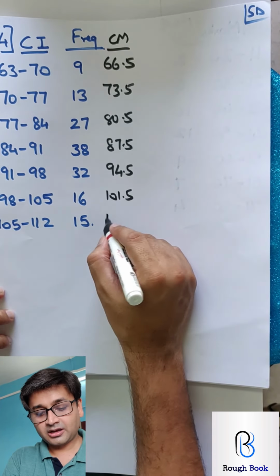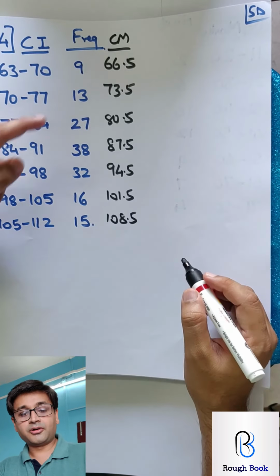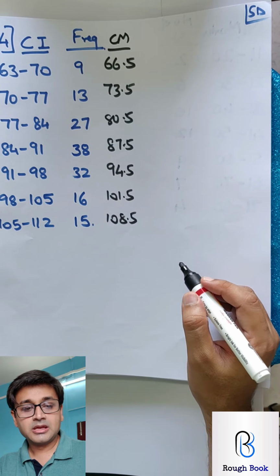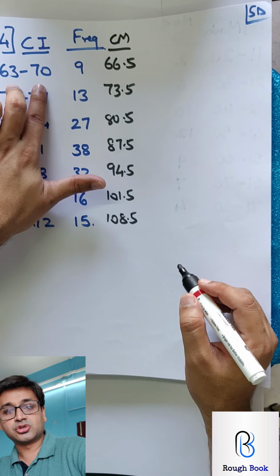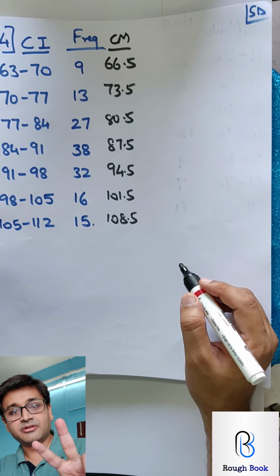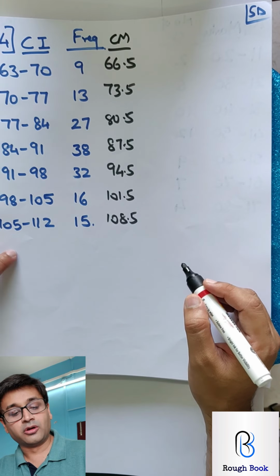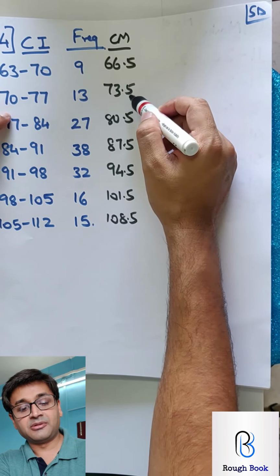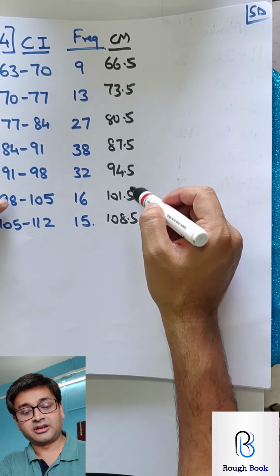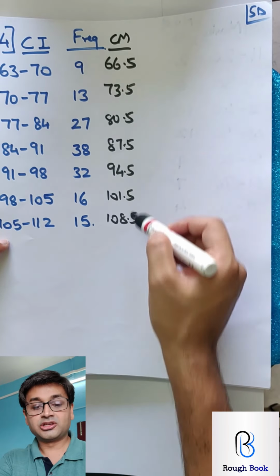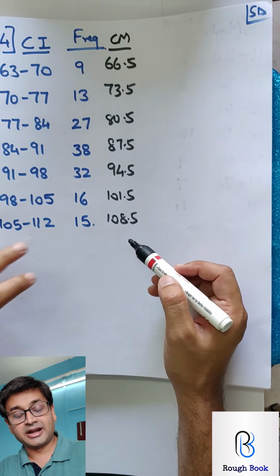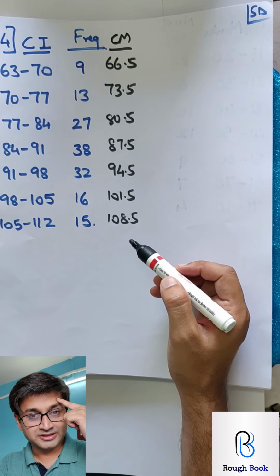101, 108. How did I get it so quickly? Any clue? I understood that the difference in these two was 7. I divided 7 by 2. So what did I get? 3.5. Add 3.5 to the first number always. So I added 3.5, 3.5, 3.5, 3.5, 3.5, 3.5, 3.5. So I got all my class marks quickly without adding and dividing by 2. You have to use your common sense.